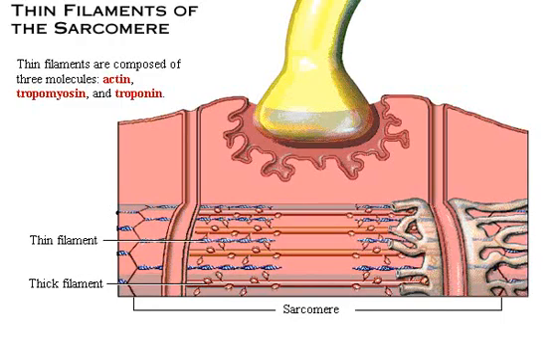Now that we've examined the structure of thick filaments, let's look more closely at thin filaments. Thin filaments are composed of 3 molecules: actin, tropomyosin, and troponin. Click a thin filament to examine the arrangement of these 3 molecules.